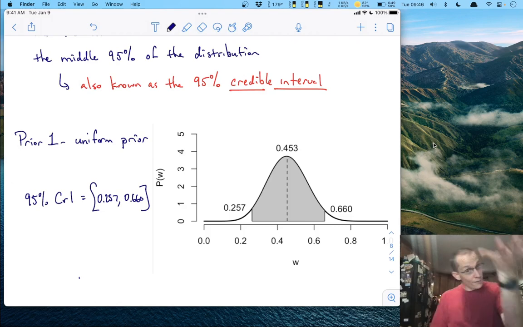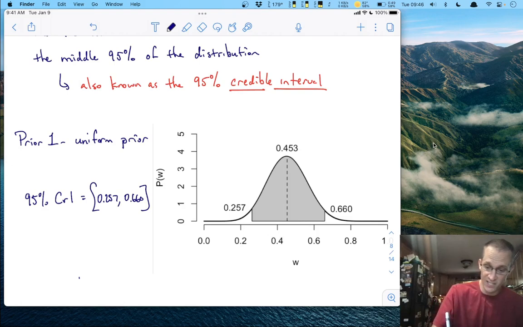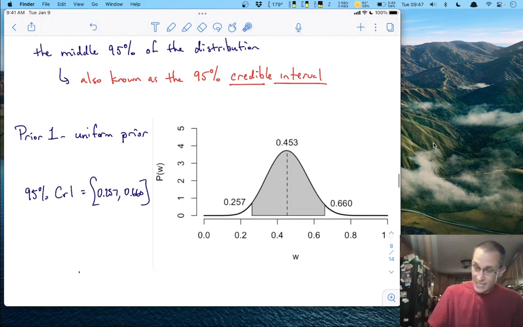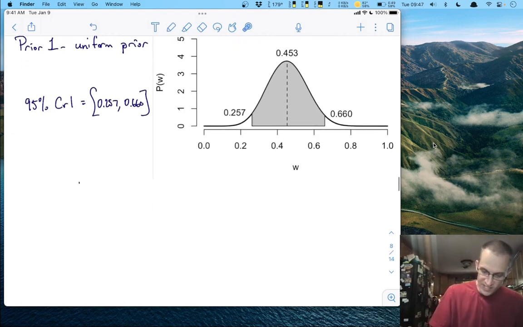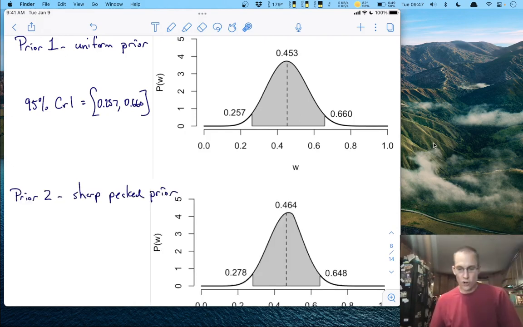So you may have heard of confidence intervals before. They're kind of a weird concept, but this is just literally: there is a 95% probability that the value of W is between those two numbers. That's pretty darn easy to interpret. Now let's look at how this changes for the second one, the sharp-peaked prior.